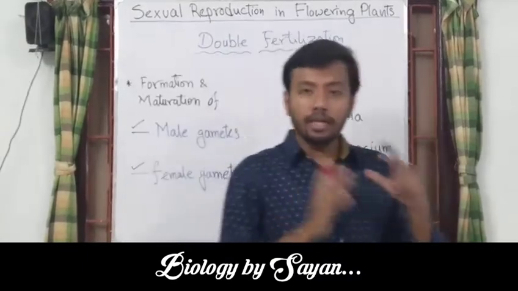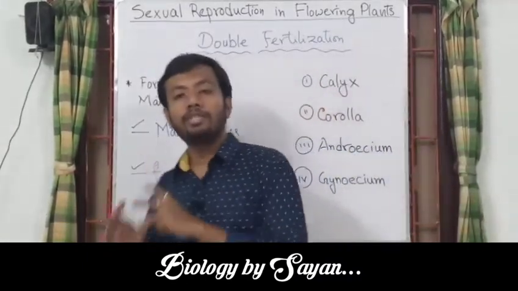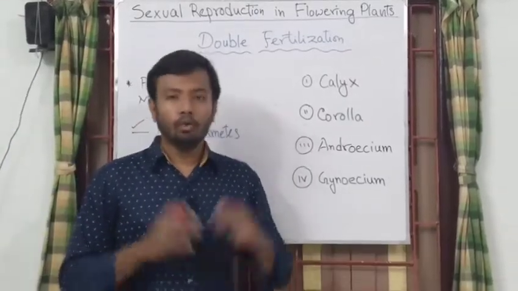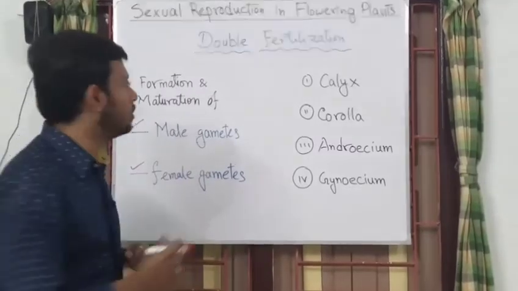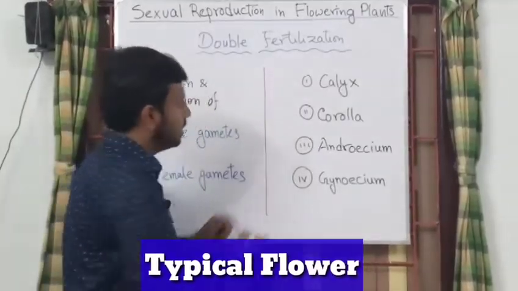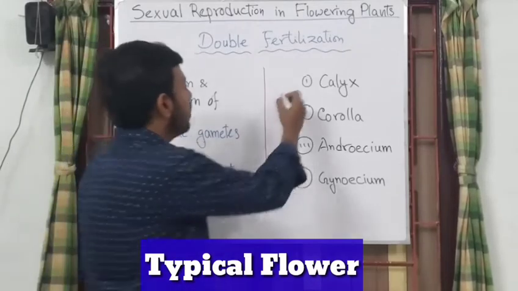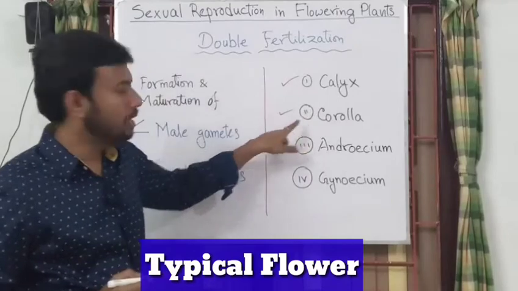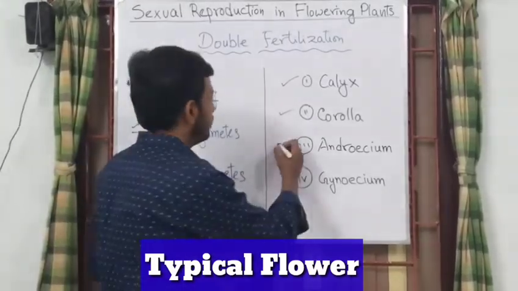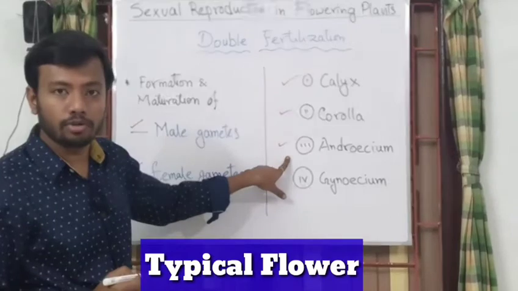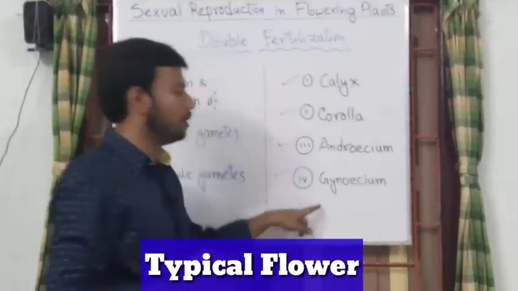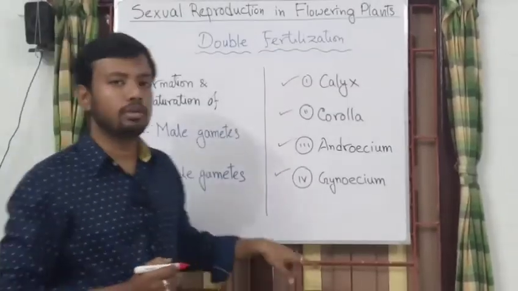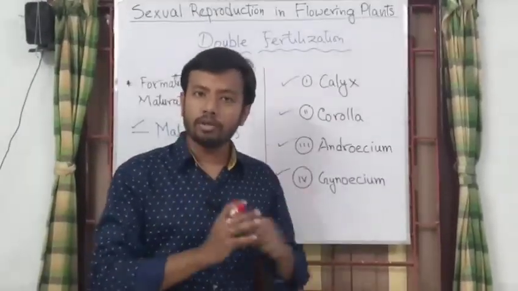So, we need to start our discussion with the formation process of male gametes and female gametes. We all know that any complete typical flower consists of 4 different whorls. These are those 4 whorls. Number 1, calyx, also known as sepal. 2, corolla or petals. Then the male part of the flower, which is known as androecium or stamen, and the female part of any flower known as gynoecium or carpel. So these are the 4 different whorls that any flower will always contain.